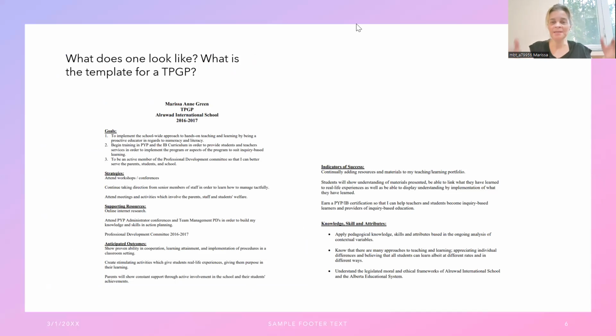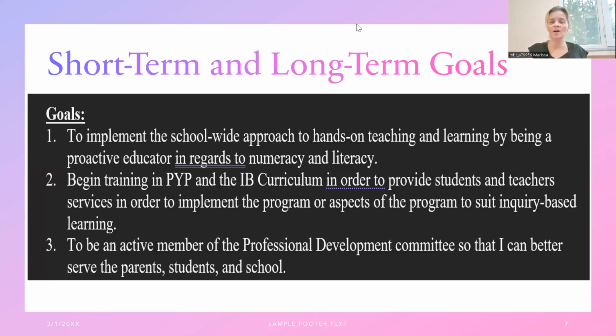Okay, so basically TPGP is very simple. This is like what I used at Alrod in 2016 to 2017. I'm going to break it down a little bit, but you can kind of see if you were to put this on 2 pages, it would sort of look something like this. All right, so first of all, you have to decide what are your goals. What are your short-term and your long-term goals?